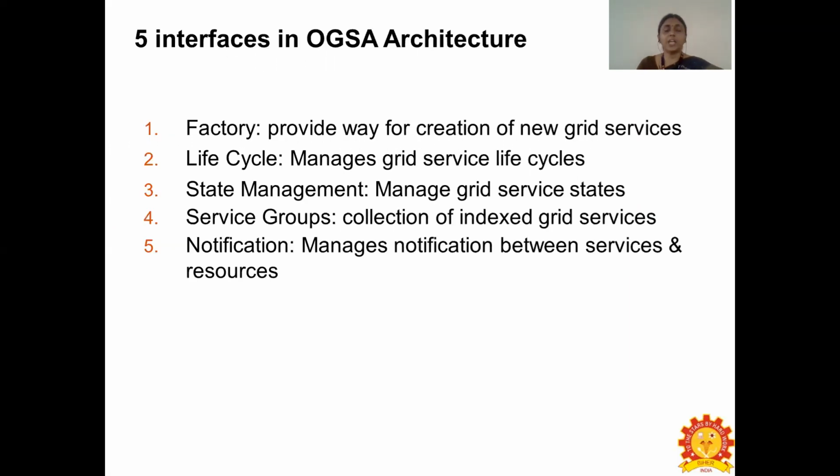There are five interfaces in the OGSA architecture, namely factory, which provides the way for creation of new grid services, then the life cycle interface, which manages the grid service life cycles, and the third interface, state management, which manages the grid service states. The fourth interface denotes the service groups, which is the collection of indexed grid services. And the last interface is notification, which manages notification between services and resources.